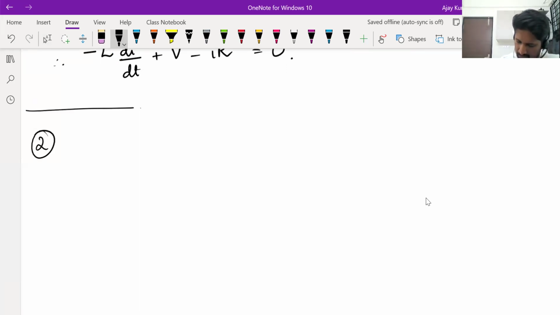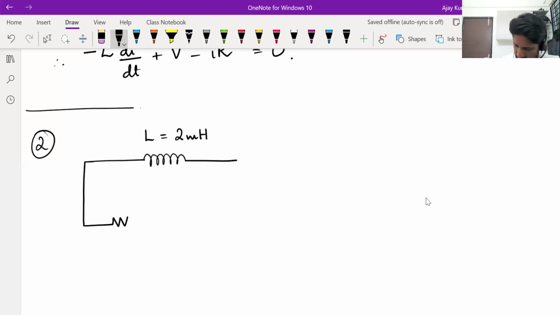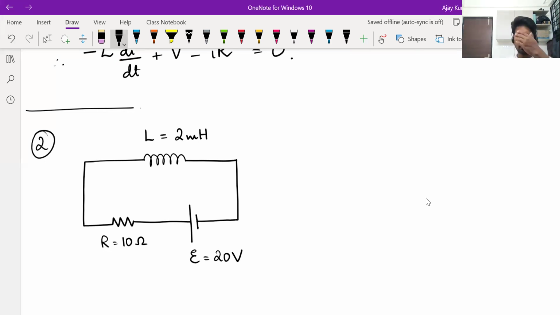Try this question now. Suppose the inductance here is some 2 millihenry. Assume there is a resistance. Resistance you take as some 10 ohms. Let's say battery EMF is some 20 volts.